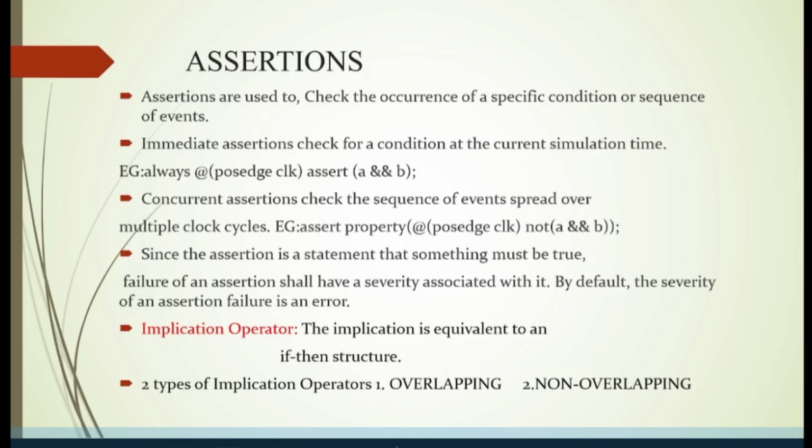So in this way, to know whether the behavior of your design is correct or not, you will be writing some assertions. You will give some specific condition or some sequence of events, and you will check whether it is behaving in that way or not. Okay, so that is assertions. Again, in assertions you have two kinds: immediate assertions and concurrent assertions. You will see these once you get deep into the topic.